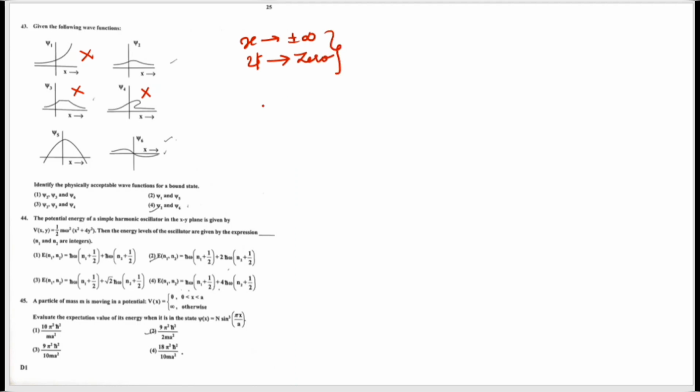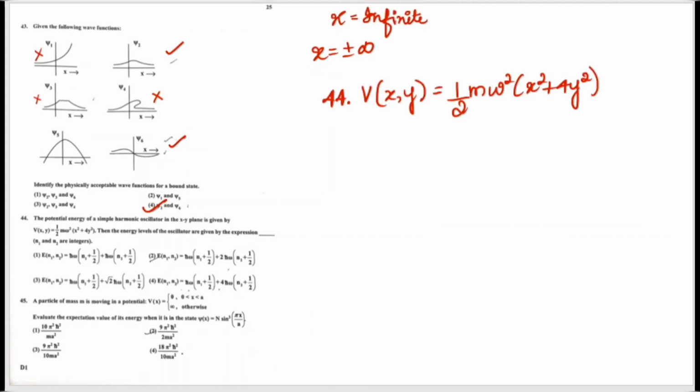So you can see the sixth option and the second option satisfy this condition. Coming to the fifth option, it is not a bound state, it is an unbound state. So I can say option four is the right option, that is xi2 and xi4 are the physically acceptable wave functions for a bound state. Let us move on to the next question, that is the 44th question.